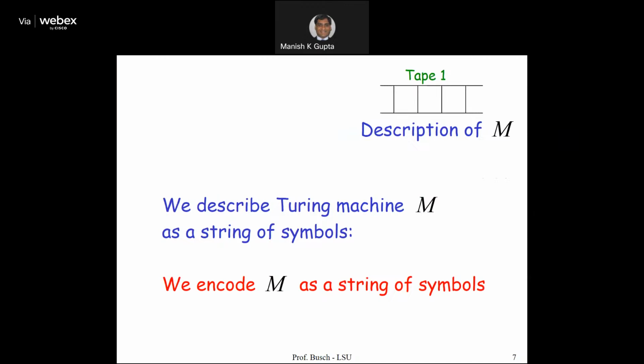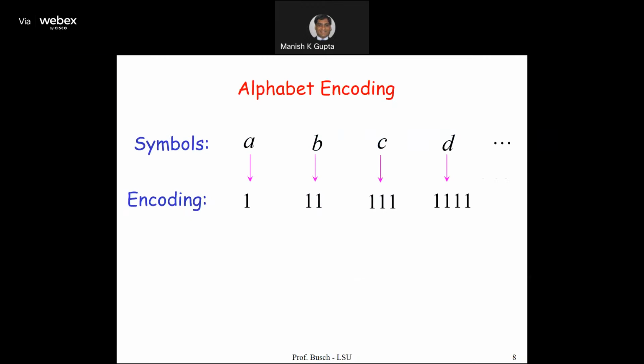Okay. Now we describe Turing machine M as a string of symbols. First I need to look at the alphabet. A Turing machine will have some alphabet A, B, C, D, whatever, right? I can encode them with a number of ones: A as 1, B as 1 1, C as 1 1 1, D as 1 1 1 1, and so on. Fine, easy encoding. Because the alphabet is the first thing I need to describe, each symbol I can describe with a certain number of ones. Okay, I do this mapping.